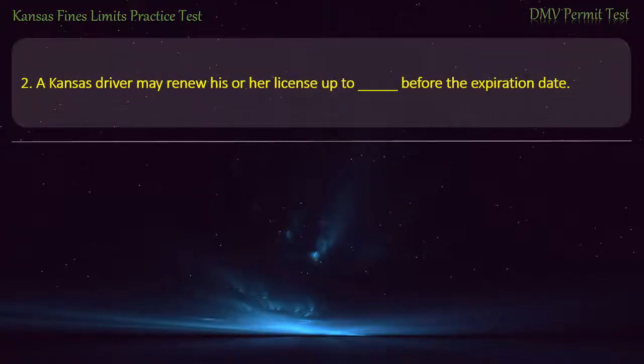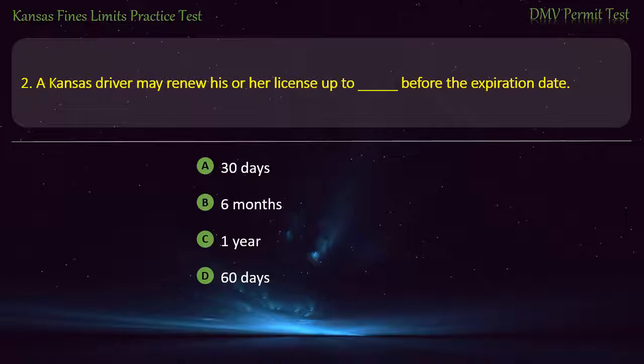Question 2. A Kansas driver may renew his or her license up to blank before the expiration date. 30 days. 6 months. 1 year. 60 days. Answer. 1 year.